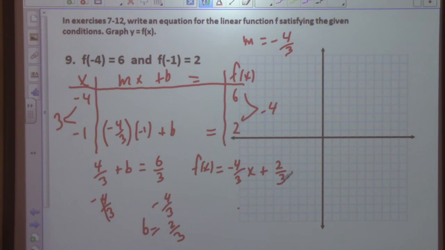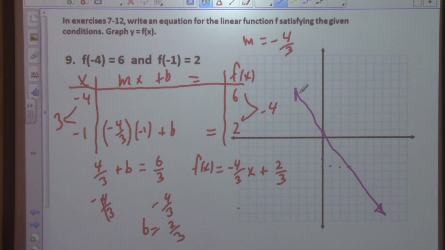So we have f of x is equal to negative 4/3 x plus 2/3. There we go. And now to graph this, we go where? To 2/3. And then we go to negative 4 in thirds. So it's going to go between here and here, right? Something like this. Does that look right? Yes.